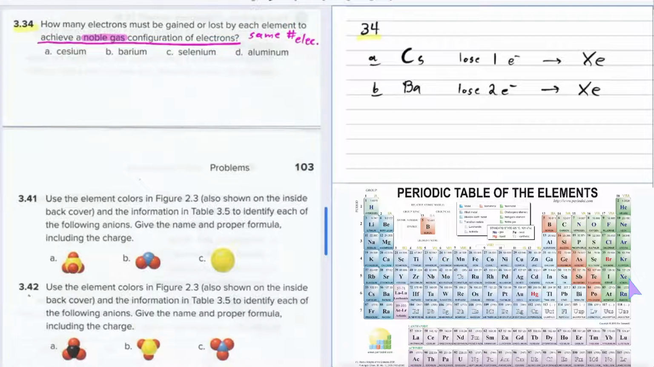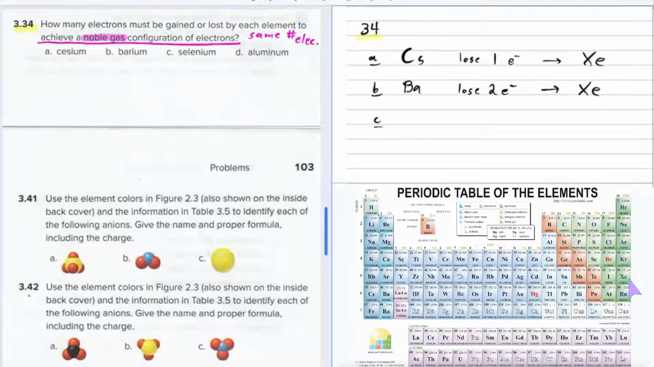Now, if it did that, you would write barium plus 2, and cesium would be cesium plus 1, if you wanted to write the ion symbol, but it's not asking us to do that. So I'm going to erase this right here. It just asks us for how many electrons are gained or lost.